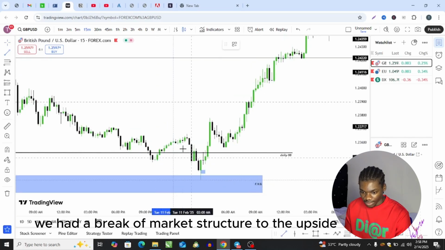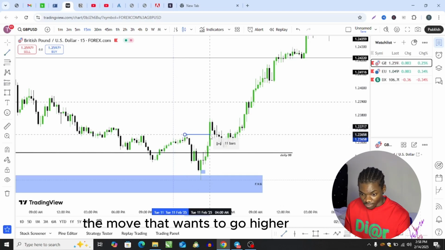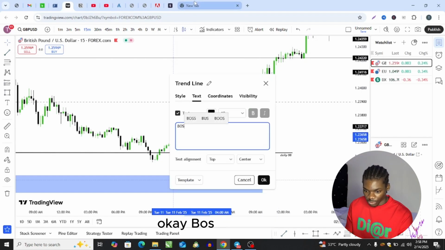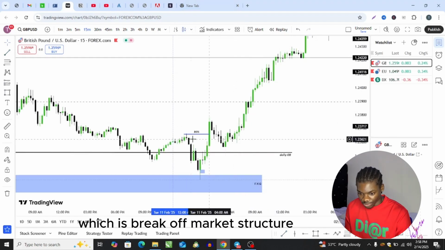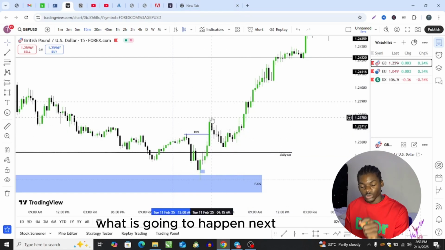We had a break of market structure to the upside. This already has confirmed the move that we want to go higher. Okay, BOS, which is break of market structure. We broke high. Now after breaking market structure, what is going to happen next?